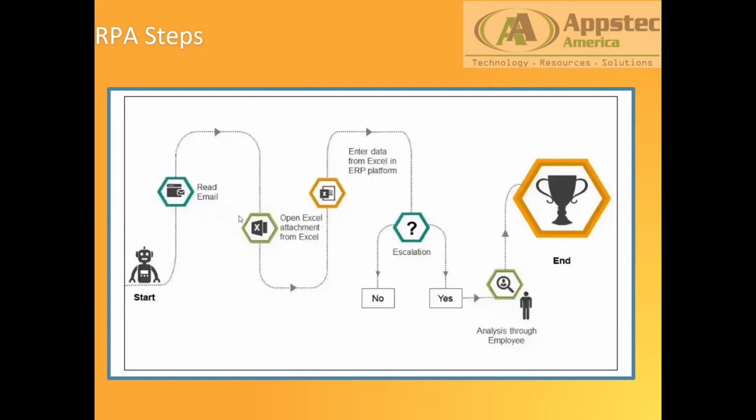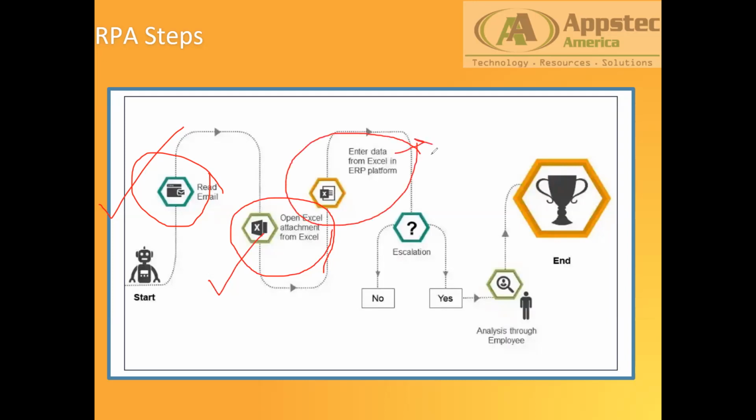So these are the stepwise analysis that we do to understand which part is automation potential or not. So reading an email from an Outlook, it's automation potential. I can automate it. Opening the data in an Excel from an attachment, it is potential. Copying the data from Excel and putting it into an Oracle ERP, it is possible. Now, to identify whether there is an escalation or not, we need to see. Now, this is where human intervention might be required.